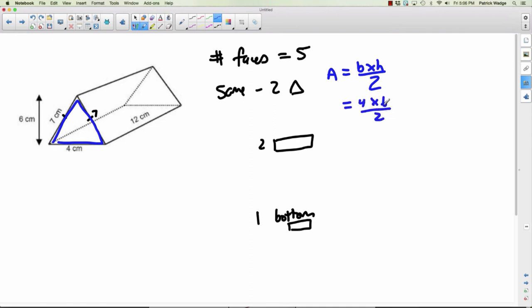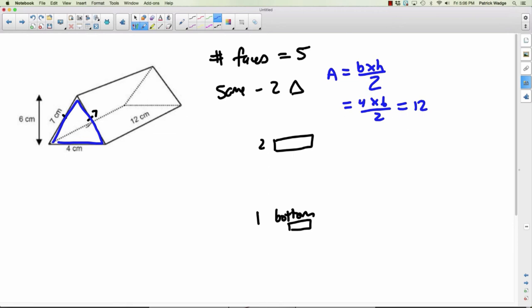Now, if you think about it here, you're going to get this answer, and then you're going to multiply it by 2. So you could actually cancel those 2's out. But I find this always gets people into big trouble. So I'm not going to do that this year. I'm actually going to get this answer. 4 times 6 divided by 2, so that's 24 divided by 2 is 12. Now that's one triangle.